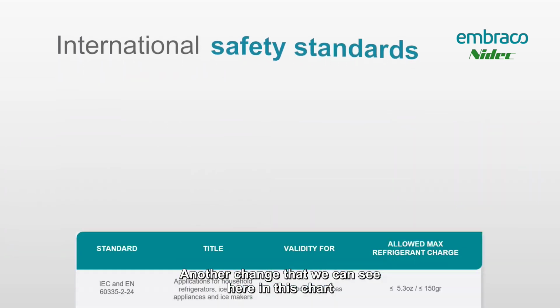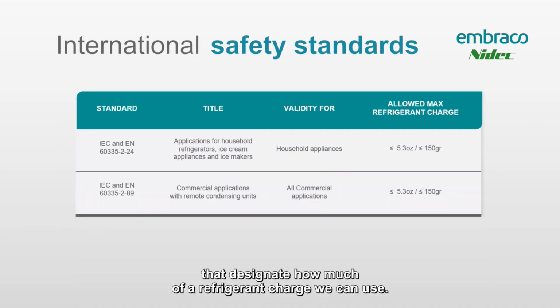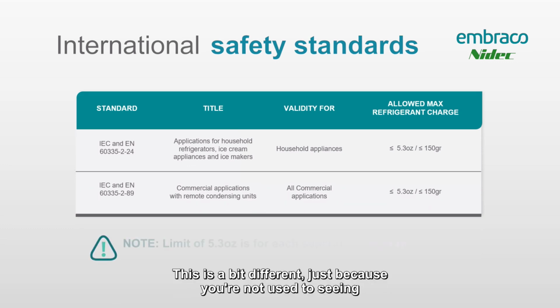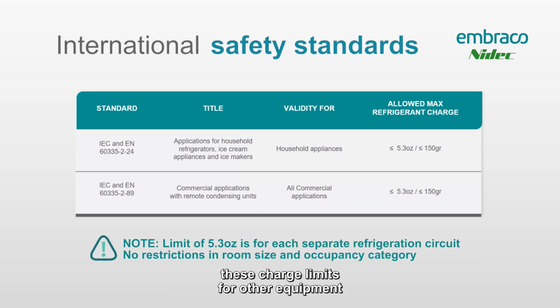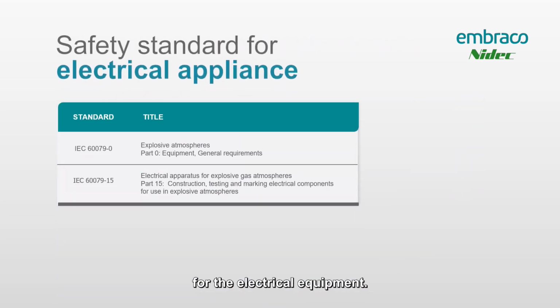Another change that we can see here in this chart is the IEC standards that designate how much of a refrigerant charge we can use. This is a bit different just because you're not used to seeing these charge limits for other equipment in your older traditional refrigerants. But otherwise, as we've discussed before, it's a 5.3 ounce charge or 150 grams for right now here in the US. On this chart, you'll see some of the IEC standards for the electrical equipment.